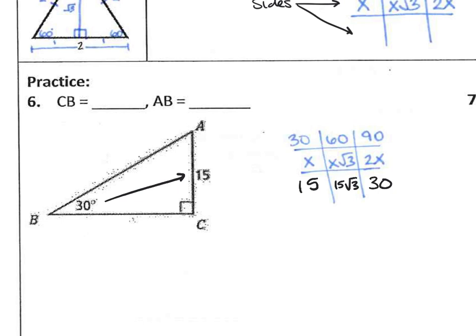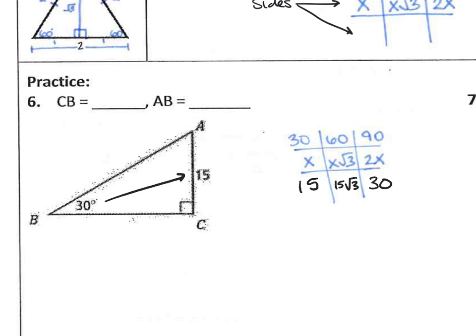So the pattern with the tic-tac-toe board works the same. I was told by the problem that across from 30 is side length of 15. So I filled in the 30 column with the 15. That means x is 15. So to make x square root of 3, I just pop the square root of 3 next to 15. To find 2x, I just multiply 15 times 2 and I get 30. So this pattern works the same, but is a little bit more difficult because it's not x square root of 2. It's x, x square root of 3, and then 2x. Okay, let's answer the actual question though.